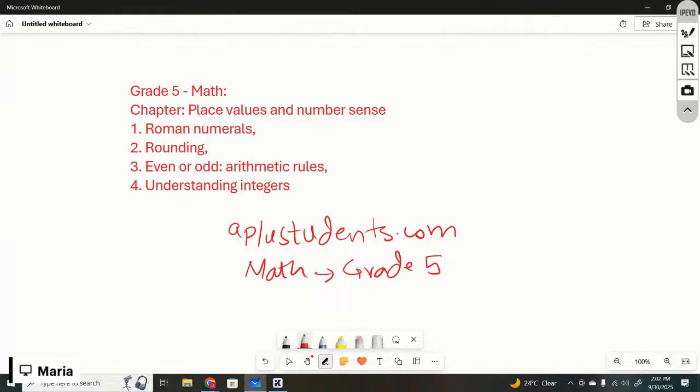The lessons we're going to cover today are Roman numerals, rounding, even or odd arithmetic rules, understanding integers. So please make sure you have your notebook and pencil so that you can note down the important examples and definitions as well.